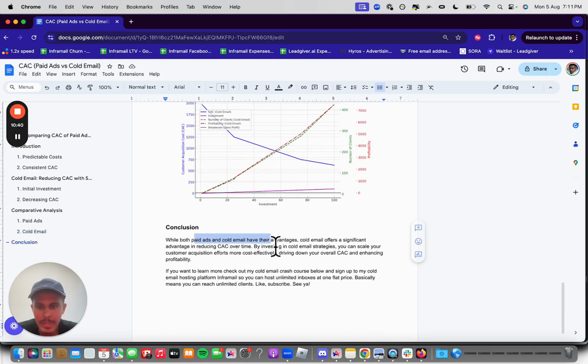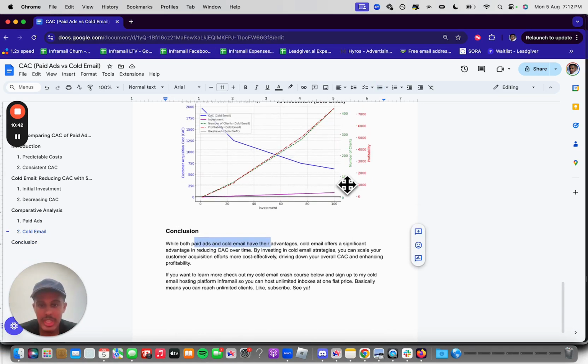And in conclusion, both paid ads and cold email have their advantages. Of course, I advocate for cold email, but it is the most capital efficient way to scale your company without any external investment, and it's very, very affordable, very easy to do.